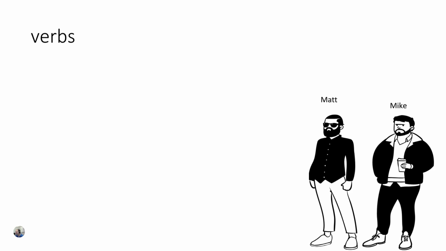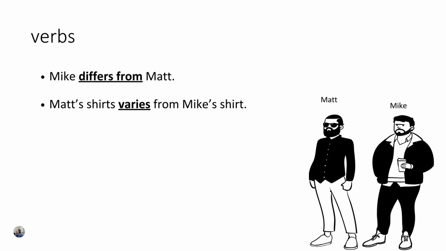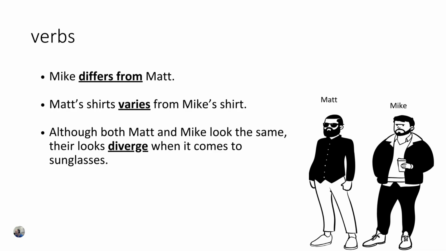Let's look at three verbs to show difference. First, we have differs from. Mike differs from Matt. We have varies. Matt's shirt varies from Mike's shirt. And then diverge. Although Matt and Mike look the same, their looks diverge when it comes to their glasses.